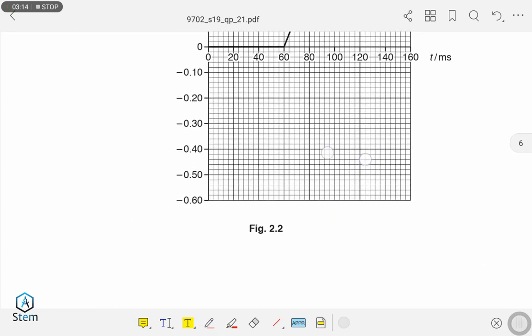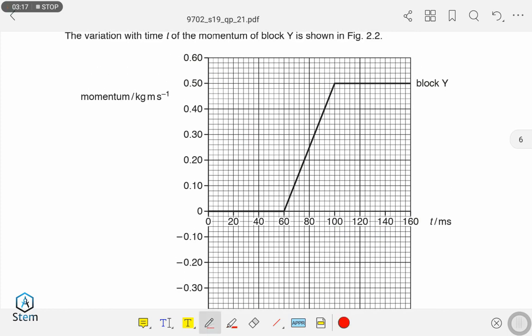Let's go to the graph and see when the blocks were in contact. At the beginning, block Y was stationary right up to 60 milliseconds. Then it was hit by block X, causing not a transfer of force, but a transfer of momentum from block X to block Y. During this change in momentum, when block Y's momentum is increasing, this momentum is coming from block X because they are in contact with each other and X is exerting a force on block Y.